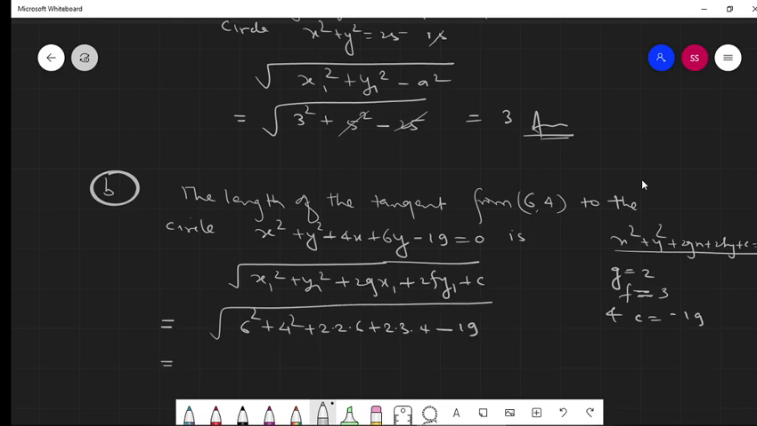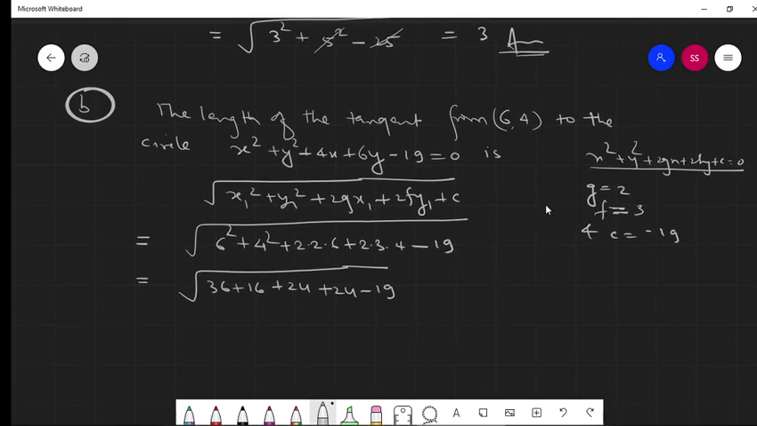Then you can find 36, 16, 24 plus 24 minus 19, and now 36 plus 16 plus 24 plus 24 is 100, minus 19 is 81. Root 81 equal to 9. It is 9.